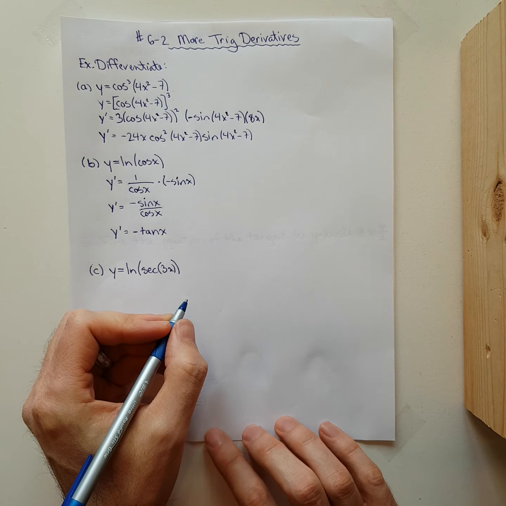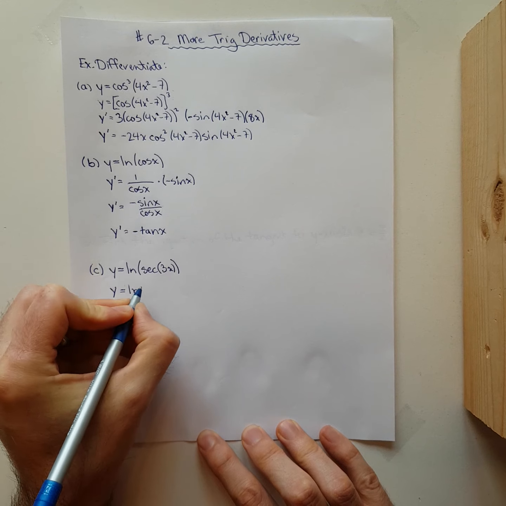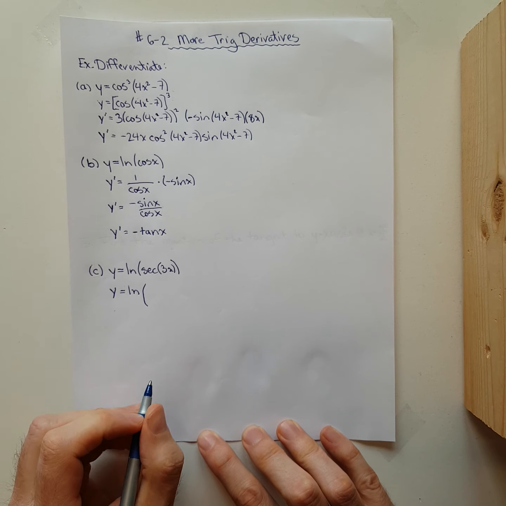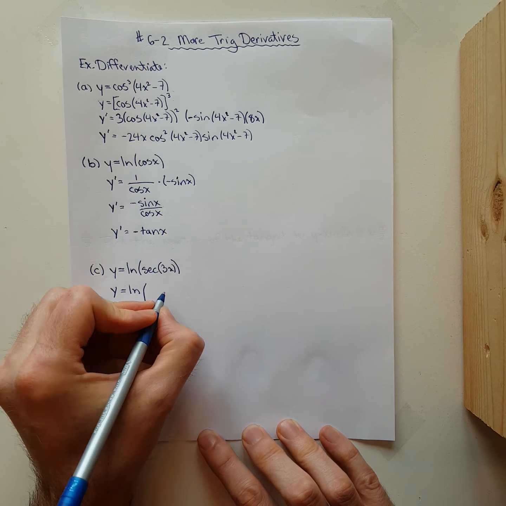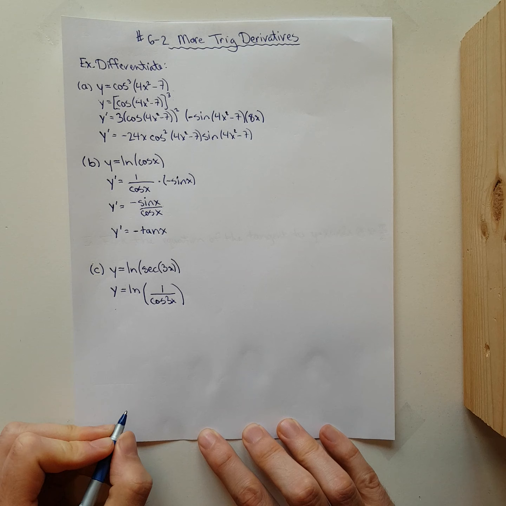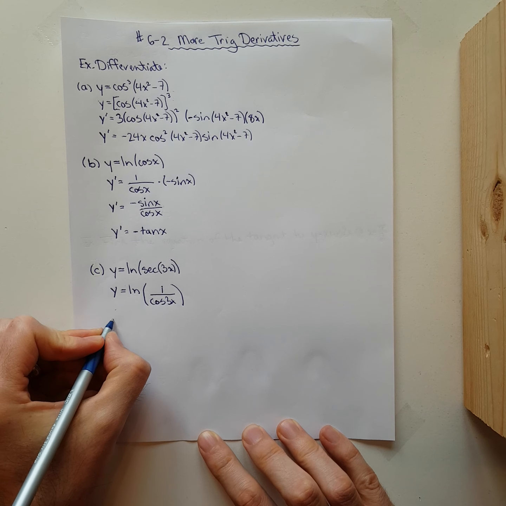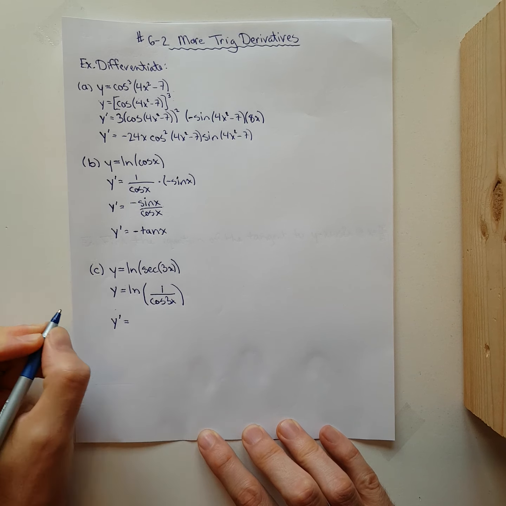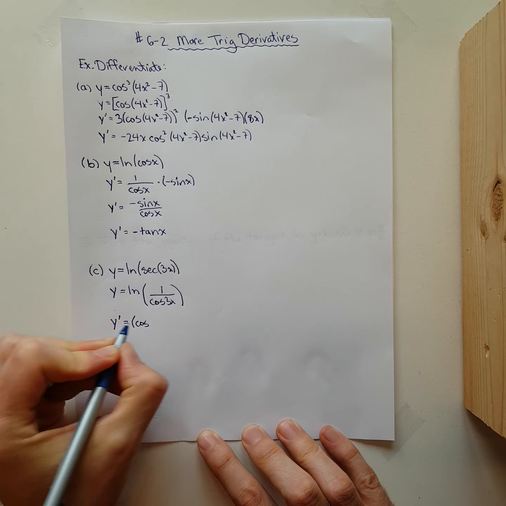Here I'm going to do the same thing. I have a trig function inside the logarithmic function. We need to be a little bit careful because at this point we don't necessarily have a rule for secant, but we can always get around this by using our trig identities. Remember that secant is the same as 1 over cos 3x. And then we can actually go ahead and take the derivative from here. So y prime equals derivative of our outer function, the ln function, would say it's 1 over the inside. So 1 over the inside would be cos 3x.